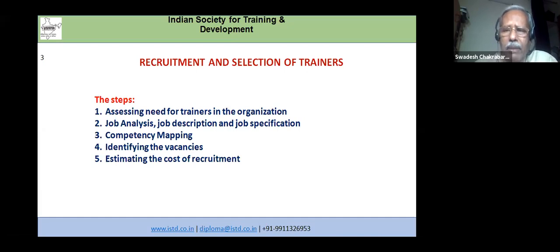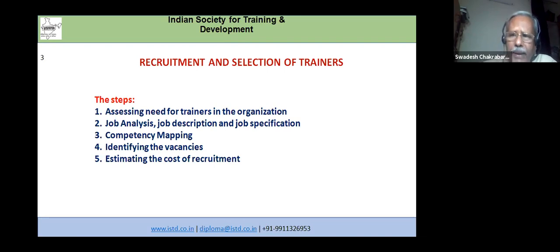But at the same time, if there are various training centers of one organization spread throughout the country, then you may have to find out where the vacancies are and where the trainers are to be posted, depending upon the subject matter and the convenience and requirement of the organization. This is the fourth thing: the vacancies are to be identified and people are to be posted there.